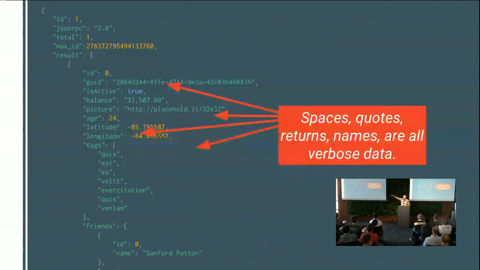So you've got something like this, where you've got ID and GUID and isActive and balanced and picture. When you page that into your compressor, the next ID value is more than 32K away. So it actually can't find another string to match.